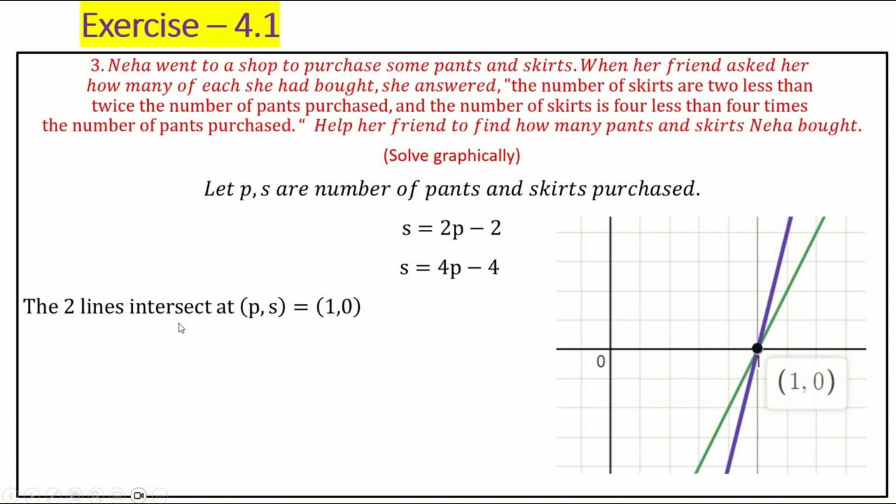Now you draw a graph. Basically, you have to take points the same way I showed before. Follow the same template: have a table, get 2 points for each line, and then draw them graphically. You will see they intersect. The two lines intersect at (1, 0). That means Neha has bought one pant and no skirt.